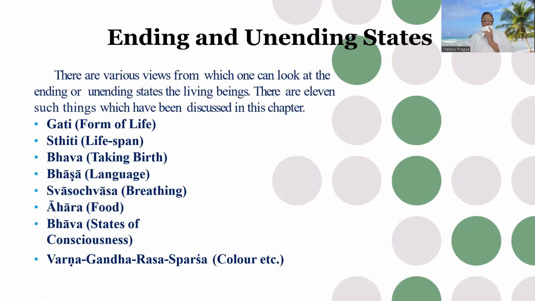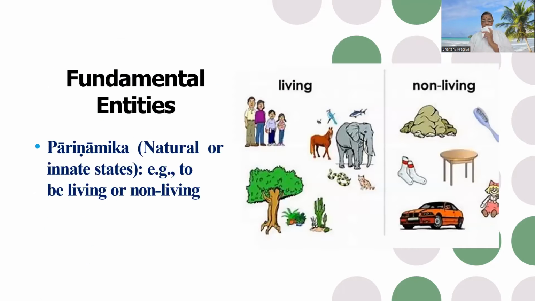So we can see here that endings and unendings in the case of different living beings are discussed from very different angles than what is discussed in the case of the physical entities. So with this, I have finished my talk. If somebody has any question, they can ask. Might be some things are clear, some things are not clear. They can ask questions, so I can see how I can help.